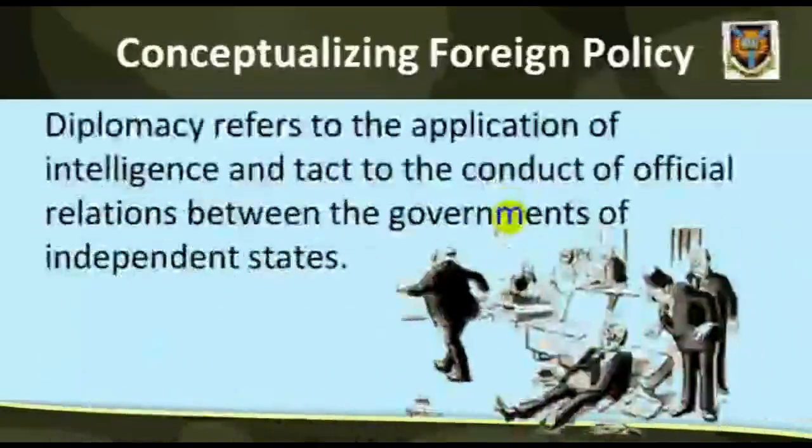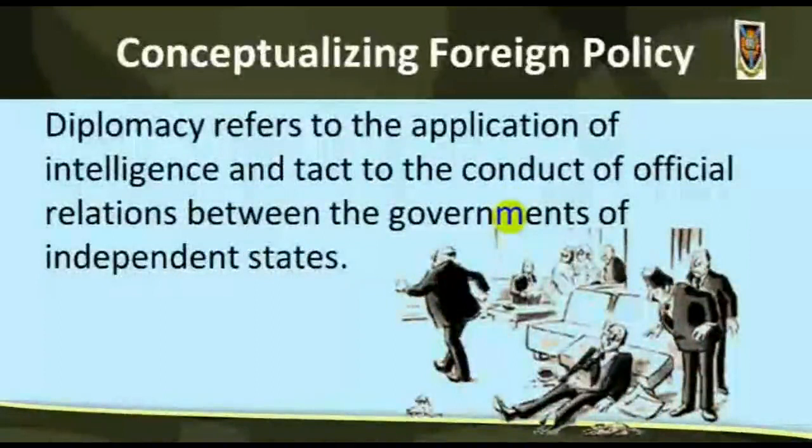Note: diplomacy refers to the application of intelligence and tact to the conduct of official relations between the governments of independent states. It is not the same as foreign policy. While foreign policy is the goals and objectives which a state sets or designs to achieve beyond its national frontiers, diplomacy is essentially the techniques often adopted by nation states in order to achieve their foreign policy objectives.